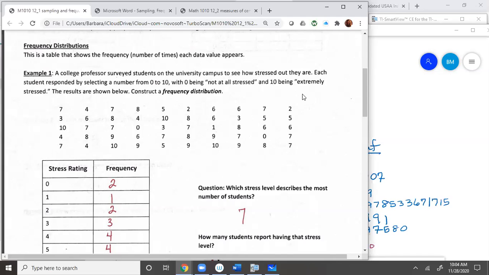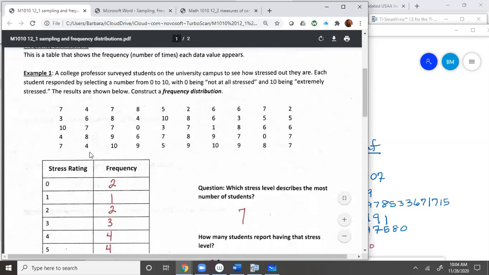Construct a frequency distribution. So the first thing we do is look at the lowest number we have and the highest. The lowest is 0, the highest is 10. We create our stress rating here. Remember when we did the grades, we went A, B, C, D, F, right? Here we have 0 through 10. And then we're going to put the frequencies here. So 0 occurs 2 times. Number 1 occurs only once. And again, you could cross these out as you go. All right. And so you're going to put all the frequencies for each number.